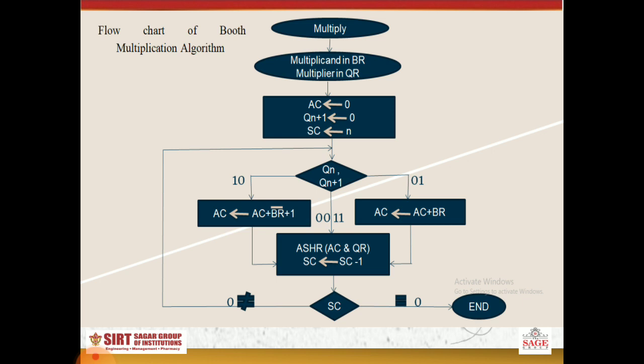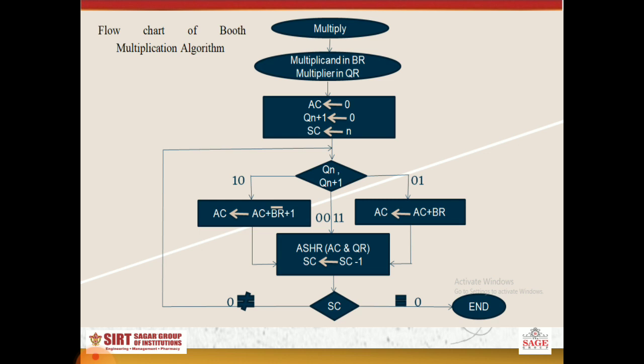In the first step, multiplicand in BR and multiplier in QR. BR and QR both are registers. AC is initialized by 0, Qn plus 1 is initialized by 0, SC is initialized by n. After that, we check the value of Qn and Qn plus 1. There are a total of 4 possible combinations, that is 1 0, 0 1, 0 0 and 1 1.